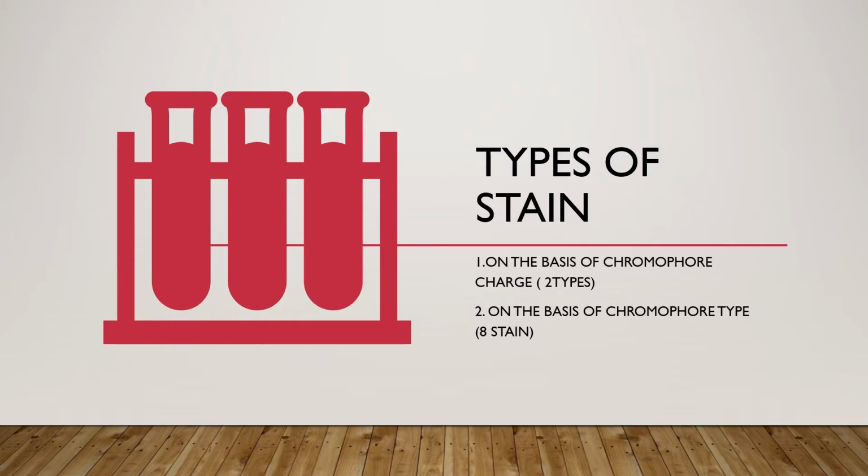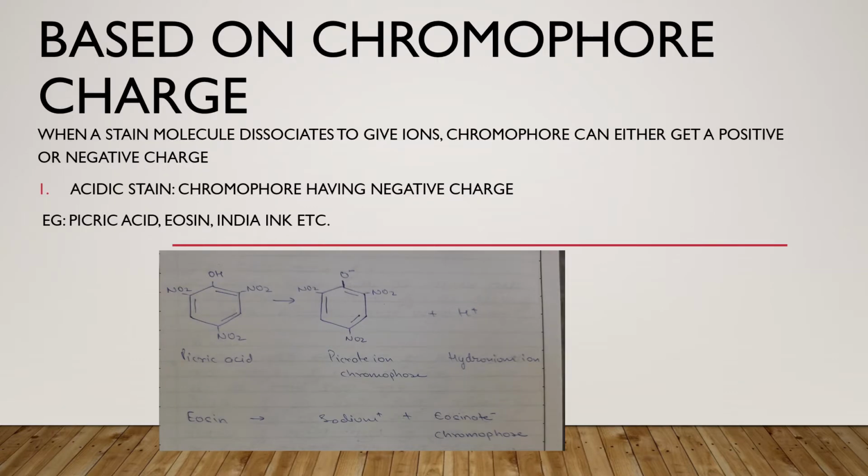For example, a chromophore might have a nitro group, or let's say a methane group. So on the basis of what type of atoms a chromophore has, we have different types of stain. First category, based on chromophore charge. Now whenever a stain molecule dissociates, it gives ions, or we can say chromophore and auxochrome, and then the chromophoric part can either have a positive or a negative charge, as I said.